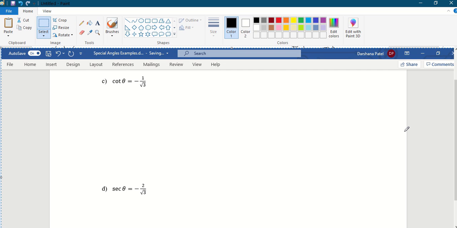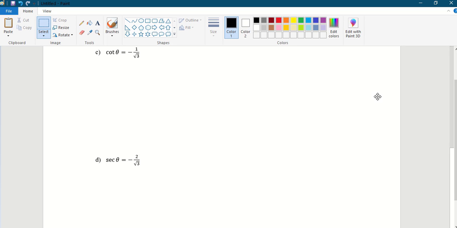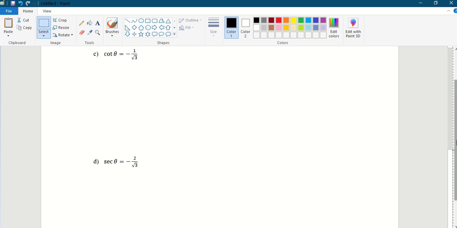Let's see some more. Let's say we are given cot theta equals negative 1 over root 3.